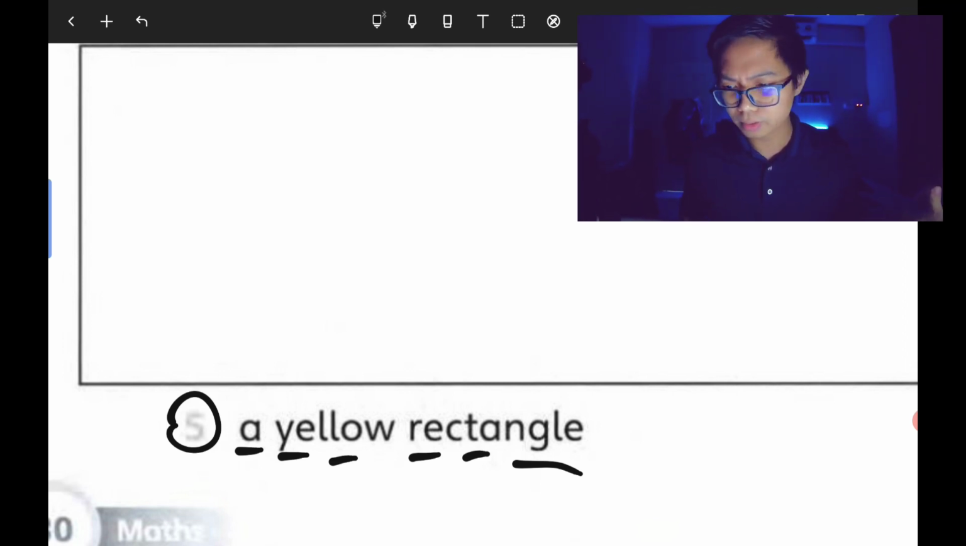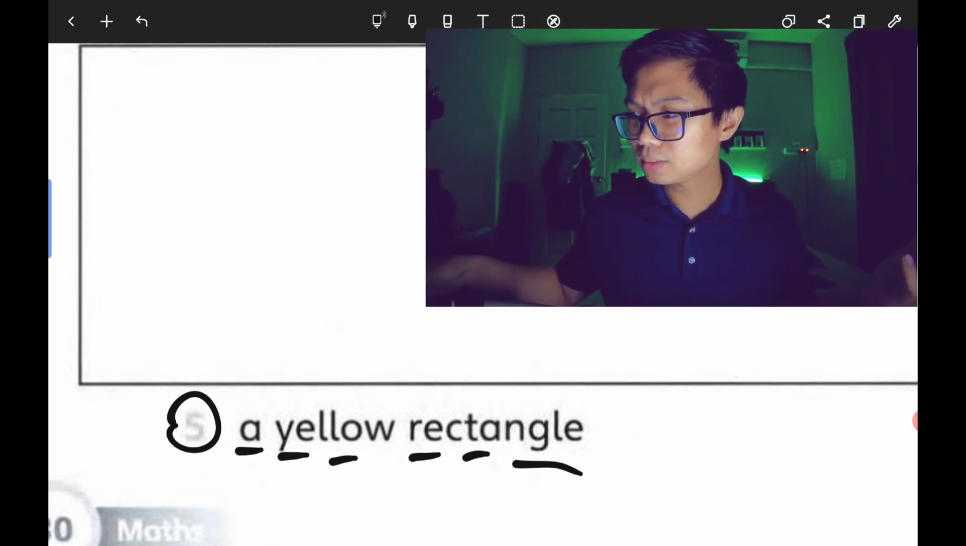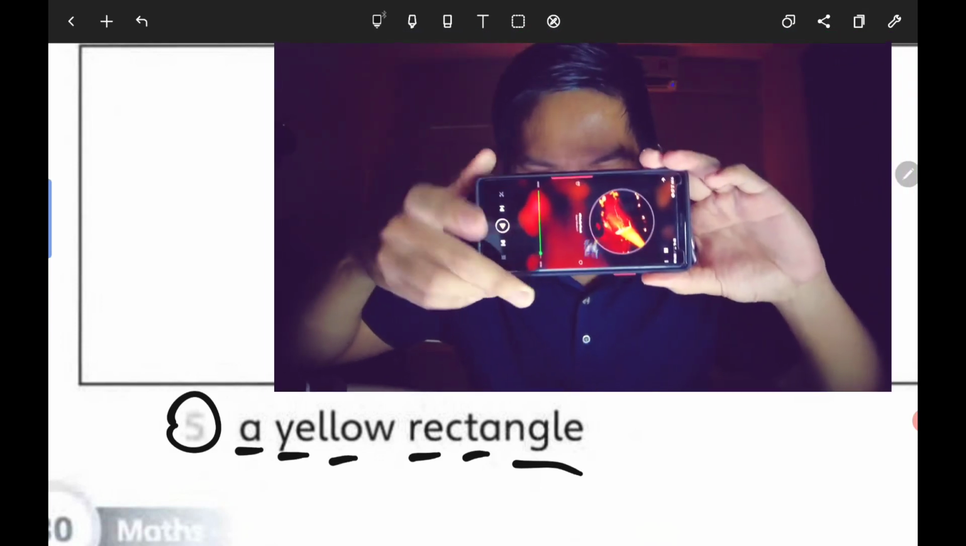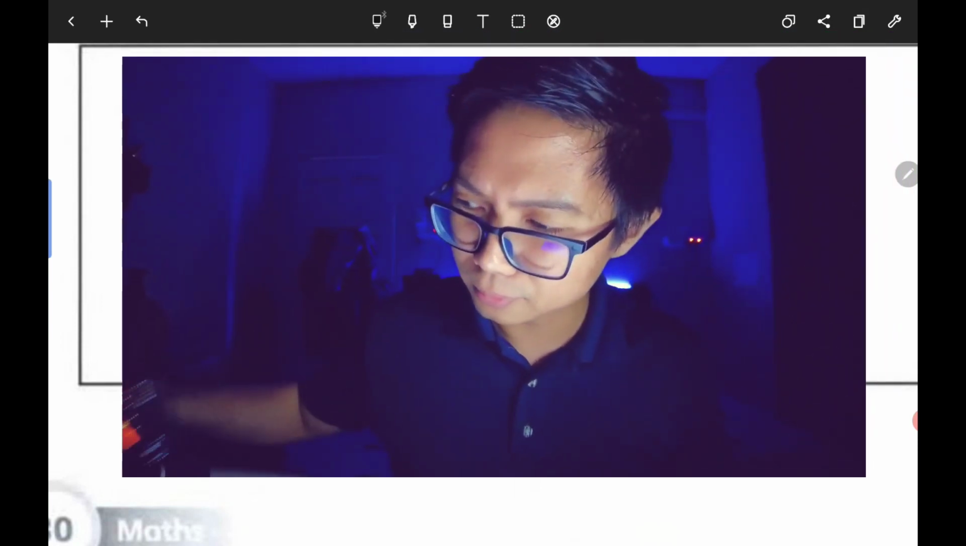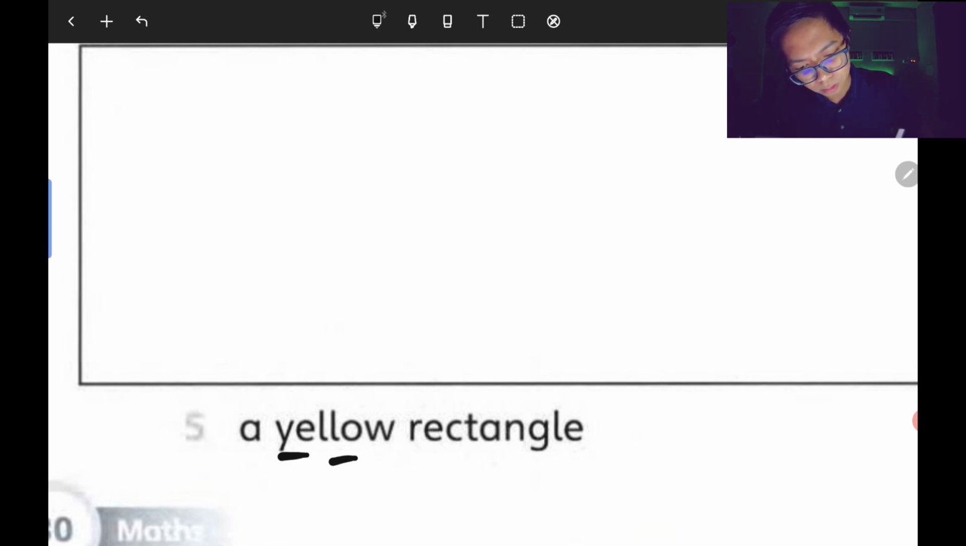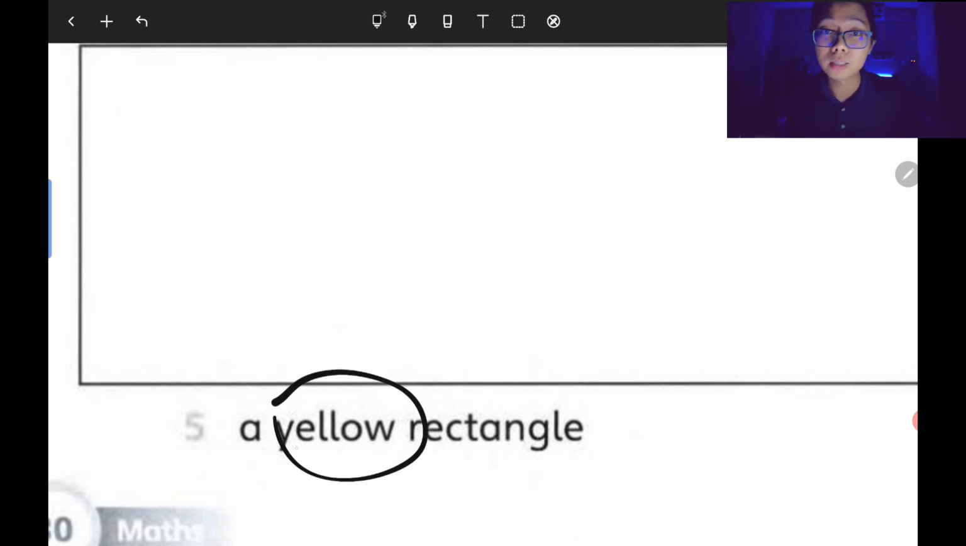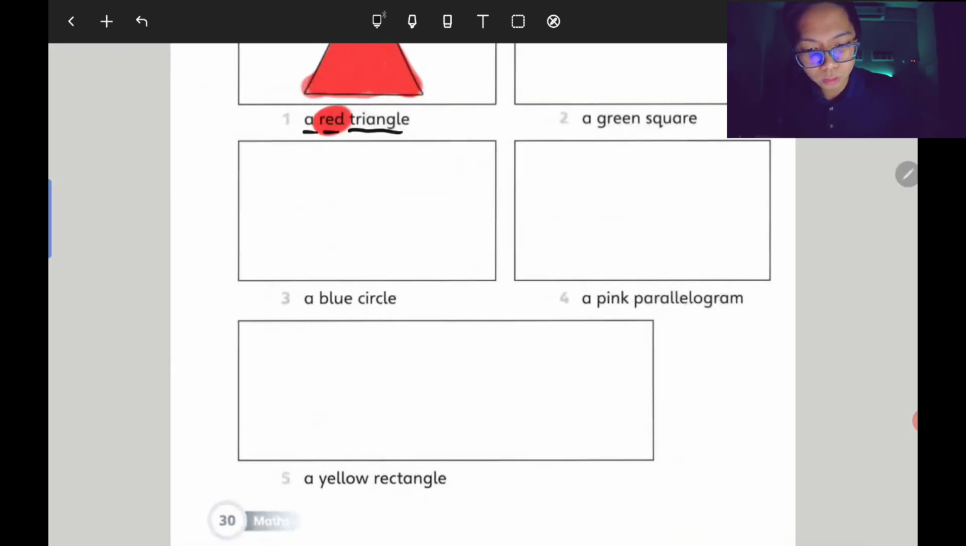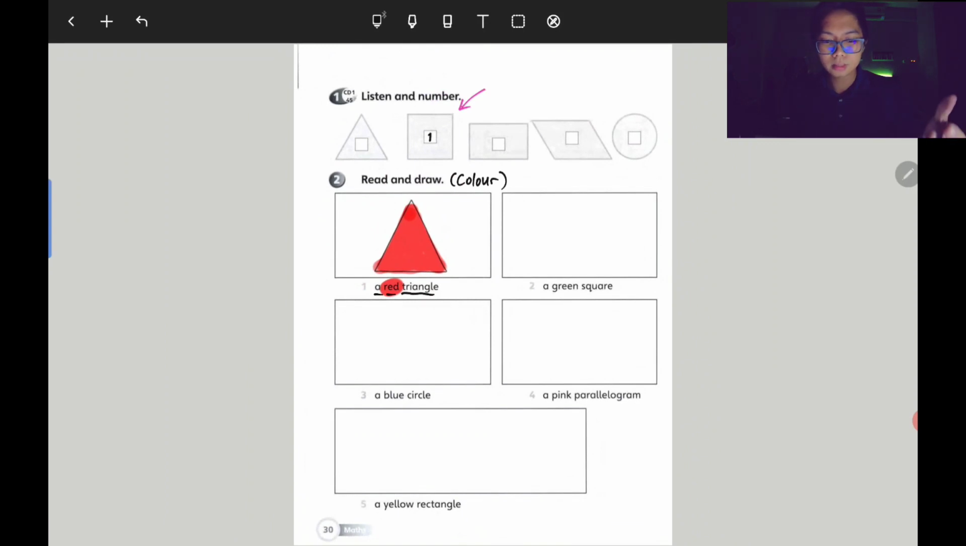How's the shape of rectangle already? I forgot already. Macam mana bentuk segi empat tepat ni? Yeah, so that's it. After you have drawn the rectangular shape, you have to color it yellow. So that's all for today, the homework and the lesson for today.